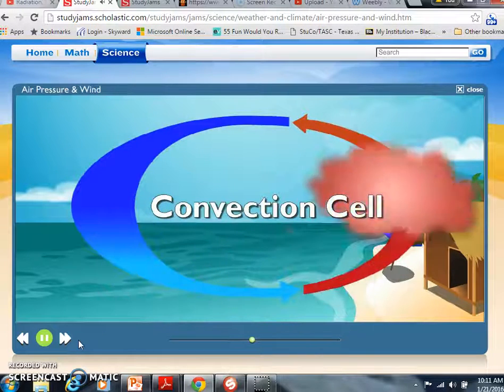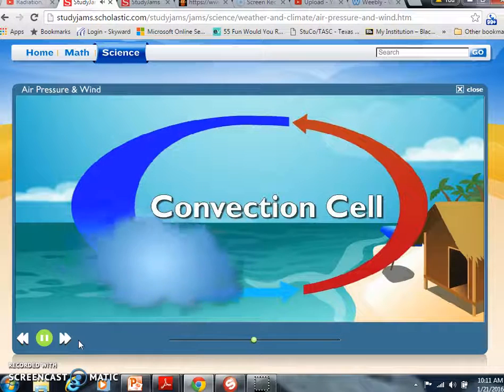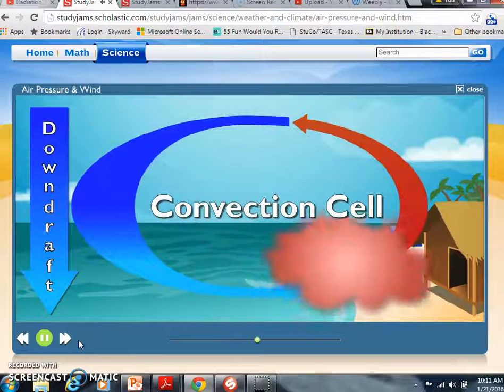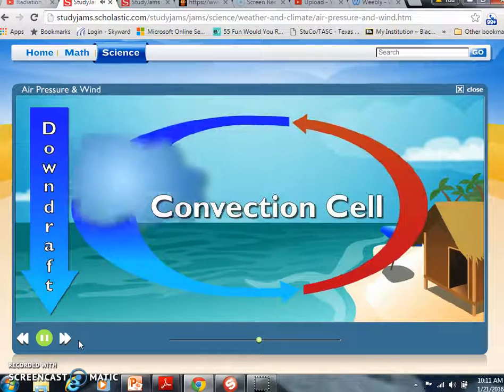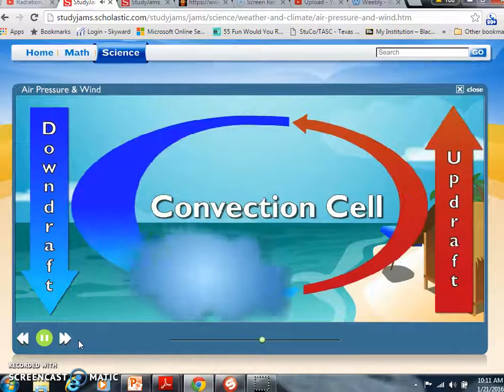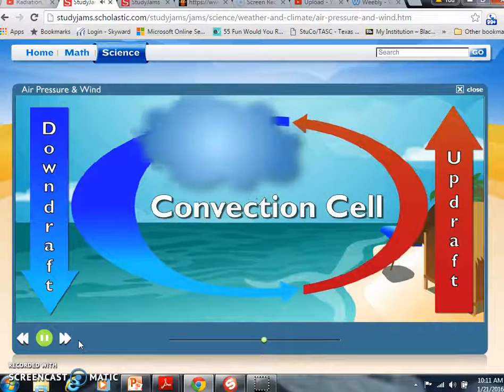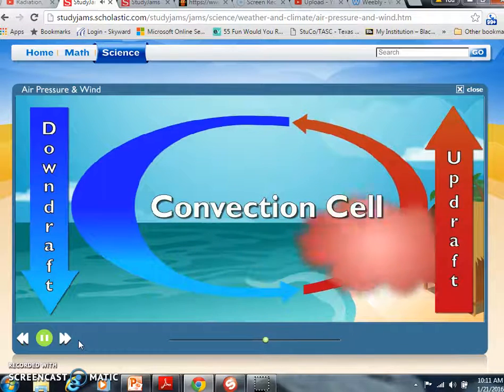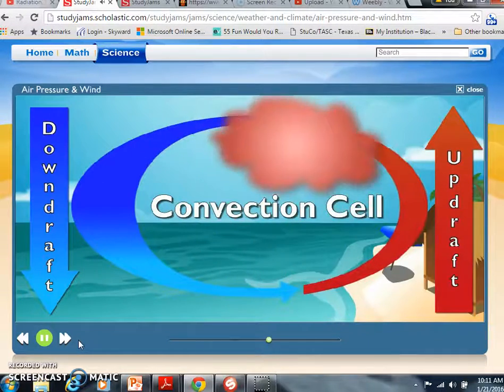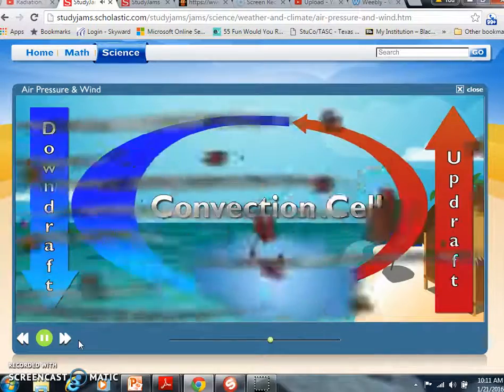Say we're at the beach. In a convection cell, the air over the sea cools and sinks. That's a downdraft. At the same time, the air over the land gets warmer and rises. That's an updraft. The cool, high-pressure air moves towards the land and heats up, replacing the warm air. And the warm, low-pressure air moves out to sea and cools, replacing the cool air. The movements of the air cause wind.